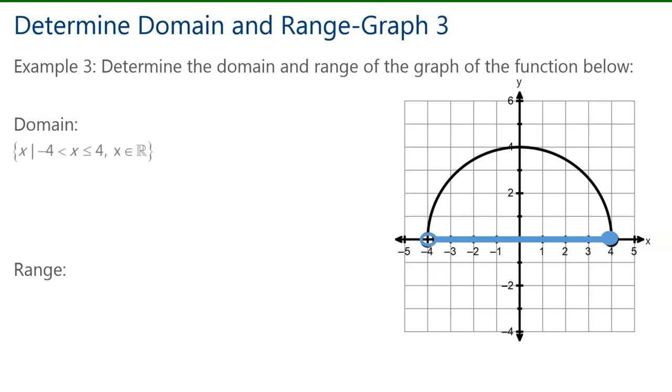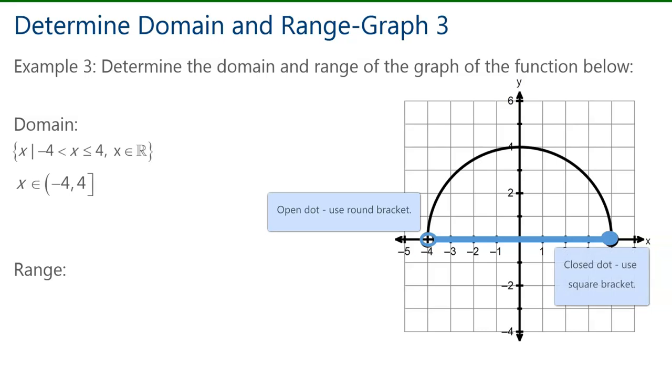So now we can write this in set notation as the set of x's such that x is greater than -4 and x is less than or equal to 4, where x is a real number. In interval notation, we can write this as the half-open interval from -4 to 4, with a round bracket around the -4 and a square or closed bracket around the 4.